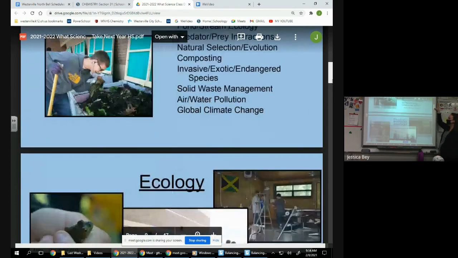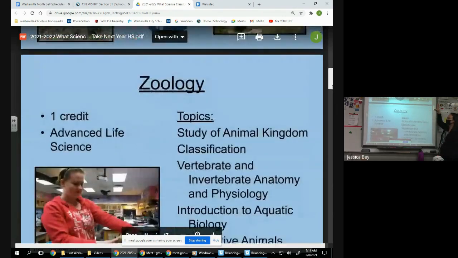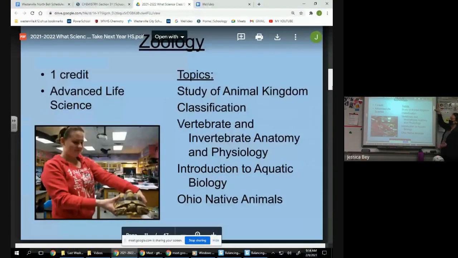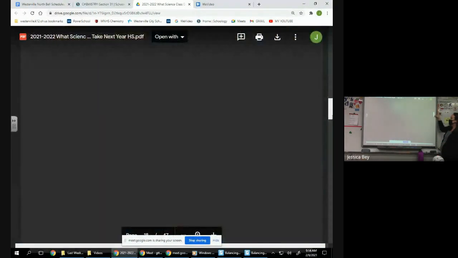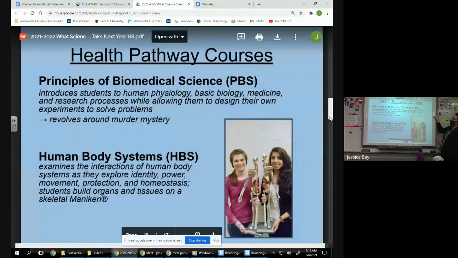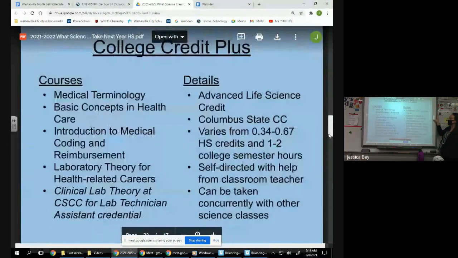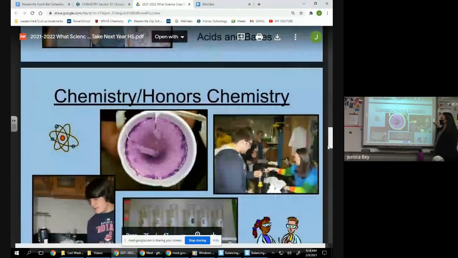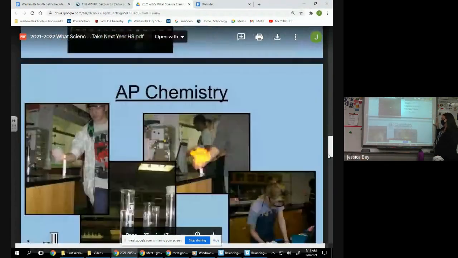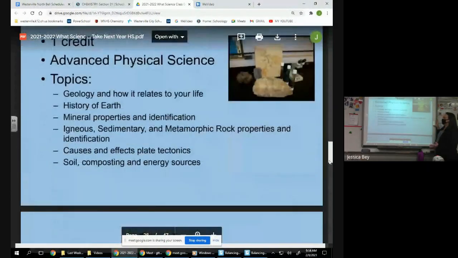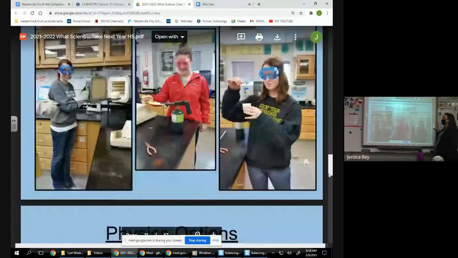So if you want to go through, once you get your course sign-up sheets tomorrow, what is zoology? It goes through every single science class we have there. What are the health pathways courses, things like that. Okay, so this is up there. Well, you're currently taking chemistry, so you don't need to know that. But we don't offer geology here.